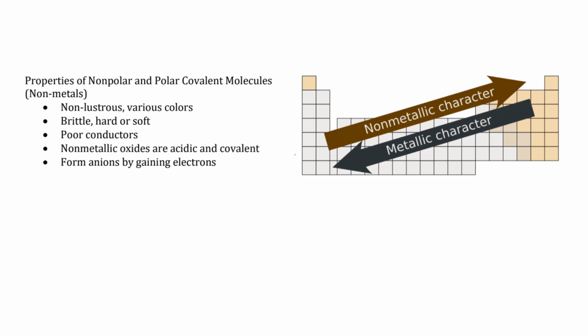Nonpolar and polar covalent molecules tend to be non-lustrous and not shiny. Brittle, hard, or soft, just depends. They don't conduct well. Non-metallic oxides are acidic and covalent, and they form anions by gaining electrons. So the more right you go in the periodic table, and up, the more likely they are to exhibit non-metallic characteristics. Down and left, so we're going away from that, metallic characteristics.